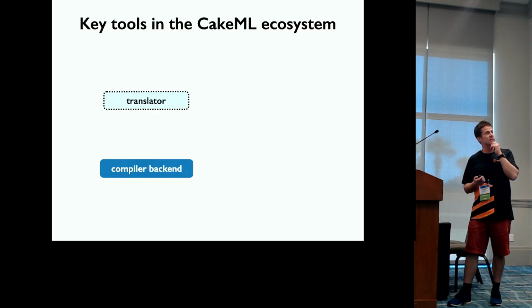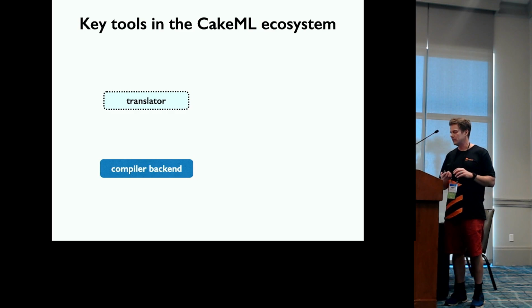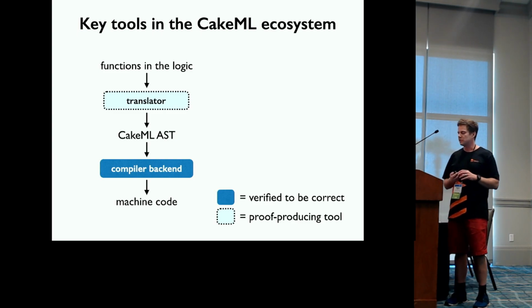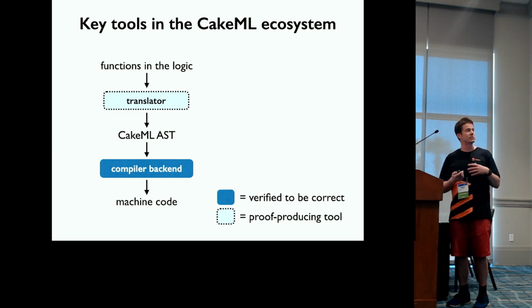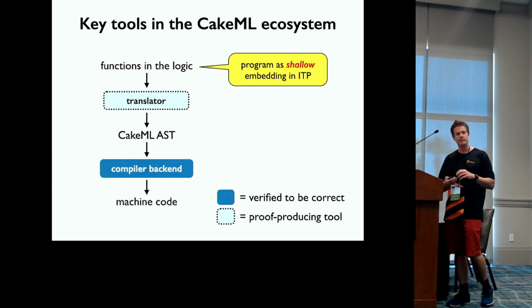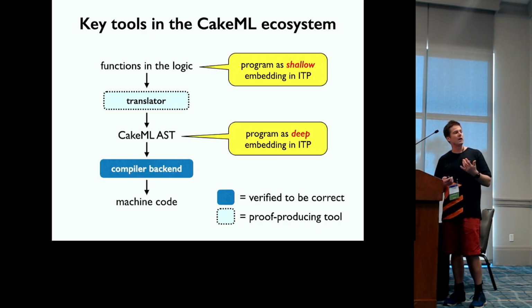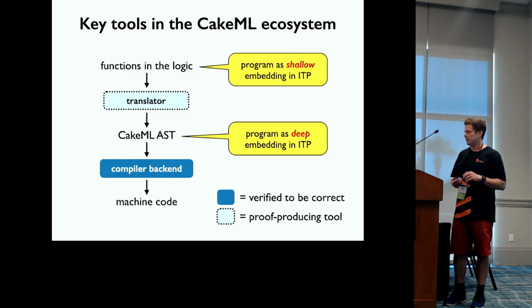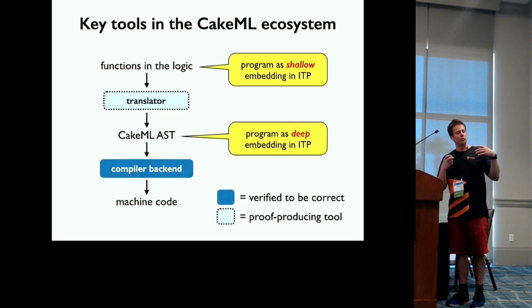But let's look at the crucial parts of the CakeML ecosystem. We have two tools, and the flow is this: you write your source code as functions in a logic. So this is your program as a shallow embedding inside the interactive theorem prover. And then the translator, a proof-producing translator, produces a deep embedding of the same program. And then once we have the deep embedding, we can just use the verified compiler backend, and we get verified machine code. And what is verified about it? The verification is the behavioral equivalence.